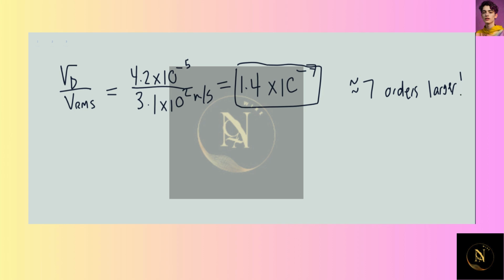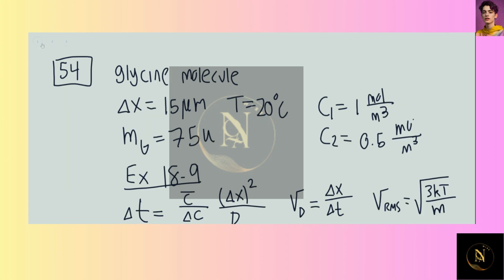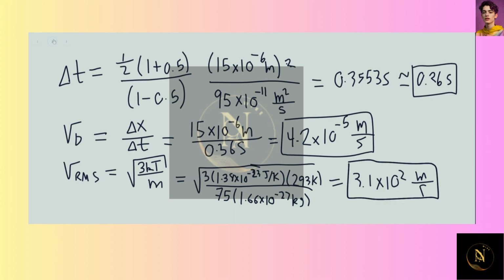And that's basically everything we're asked to look for. So just to recap, we started with this formula for the diffusion time. We divided the distance over this time to get an average diffusion velocity, and we compared it to the RMS velocity just using the expression from kinetic theory, root 3kT over m.